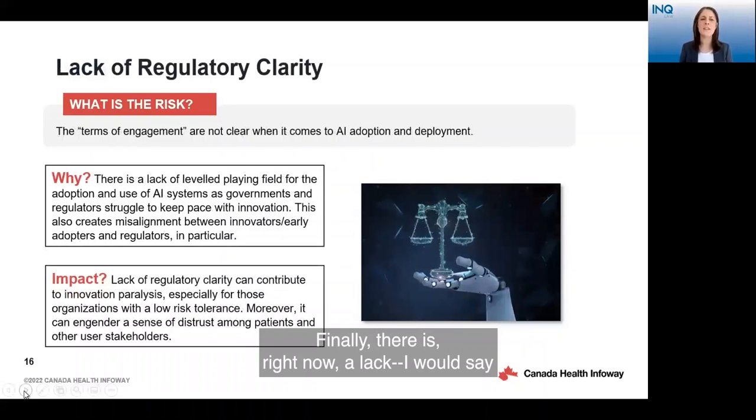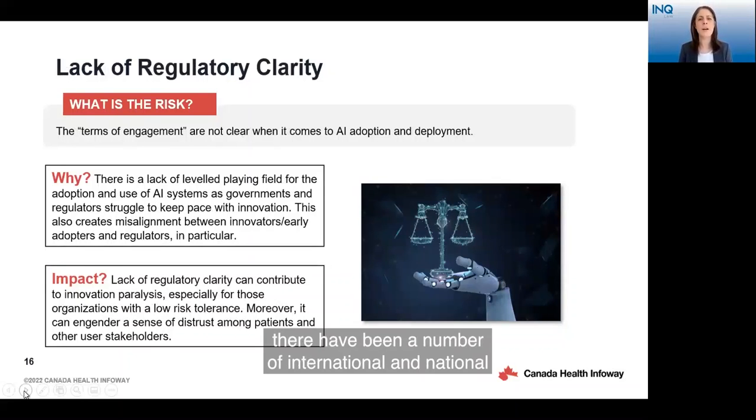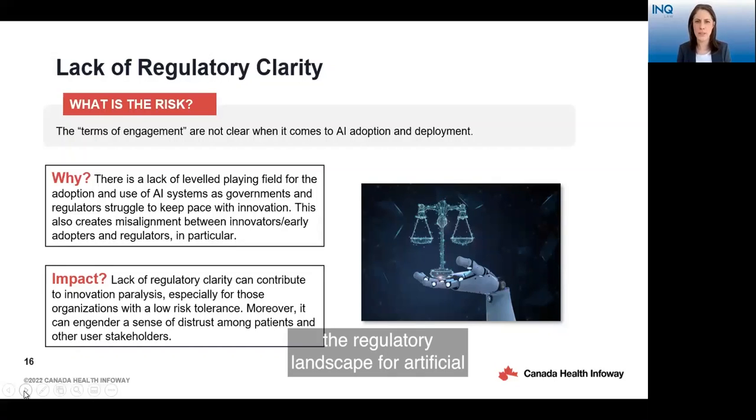Finally, there is right now, I would say, a lack of regulatory clarity around artificial intelligence, but that's quickly changing. So even since publishing this toolkit, there have been a number of international and national regulatory initiatives that continue to clarify what the regulatory landscape for artificial intelligence is going to look like.